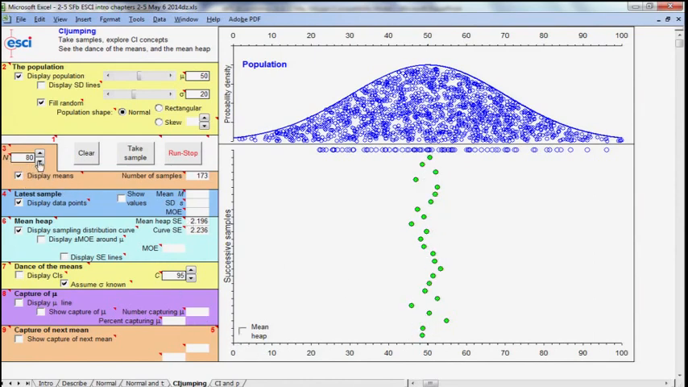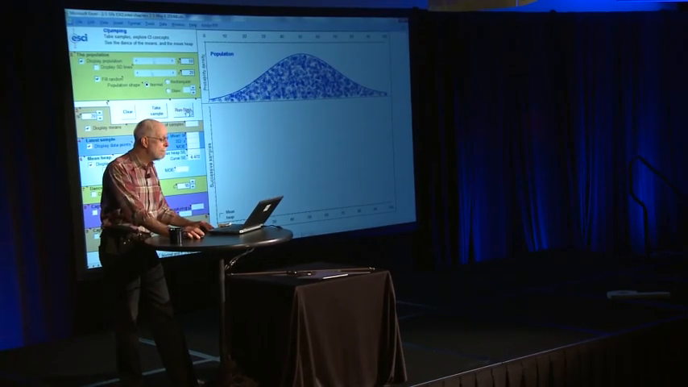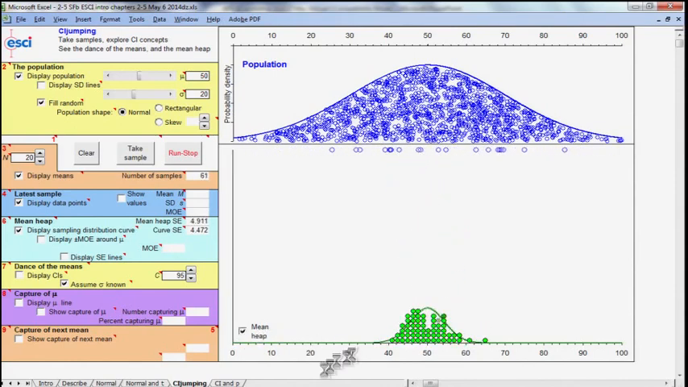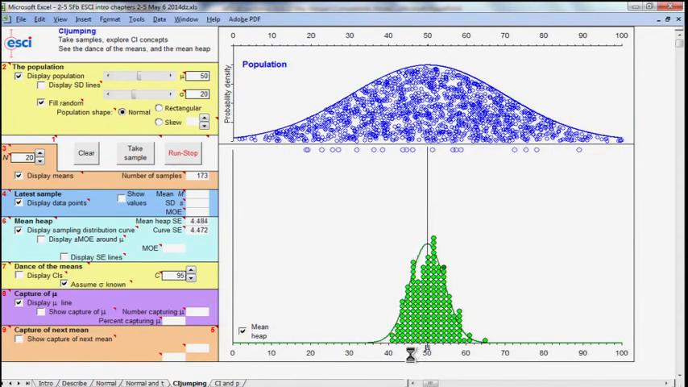So I'm now going to go back to 20 as our sample size and get a pile of means, which I call the mean heap. So there's our dance of the means, and there's our mean heap with the curve on it. Let's build that up just for a moment. And then I'm going to think about what we're trying to estimate, which is the population mean mu. And I'm noticing that most of these means are quite close to mu, which is encouraging. That means that most sample means are going to give me a pretty good idea of where the population mean is. And that's what we're trying to estimate, the population mean.